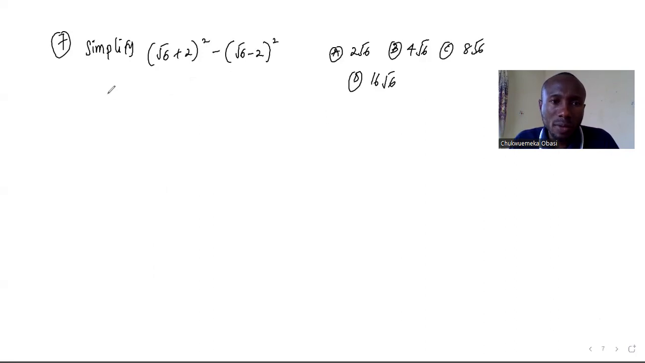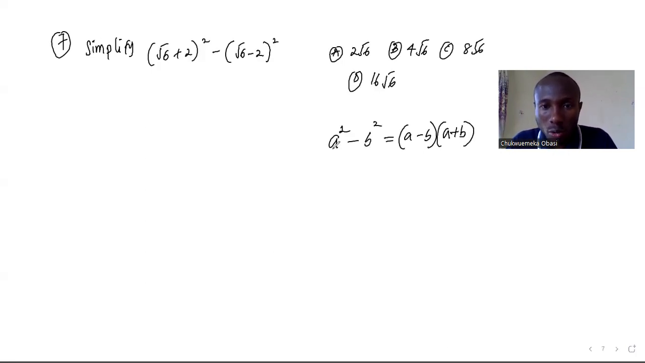Now, next question. Question 7. Simplify this arithmetic expression. How do we simplify this? So remember your law of difference of two squares. It says a squared minus b squared will become a minus b times a plus b. So that is how to express any term in this form.